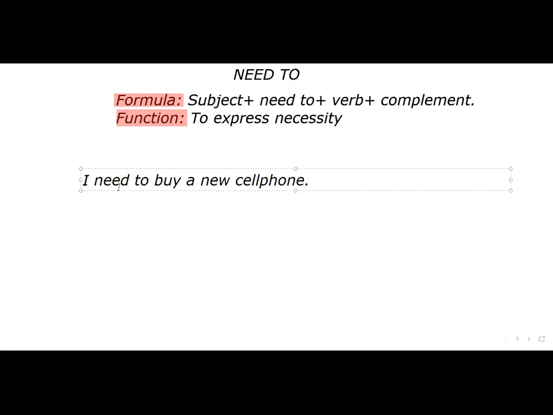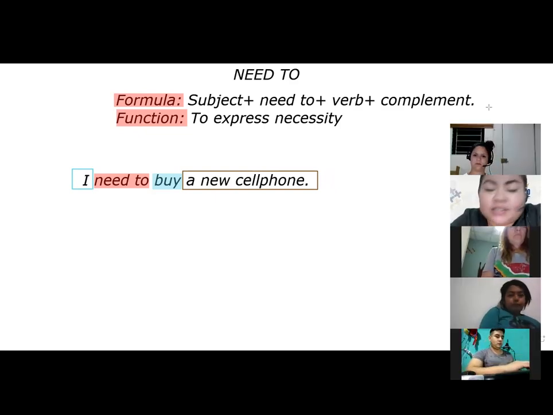So here we have need to plus the verb. What is the verb here? Our verb is buy. And we have the subject here. In the complement, we have the subject and then we have the complement. But we are expressing a necessity. Lo esencial acá, aparte de la estructura, es que expresemos una necesidad con need to.